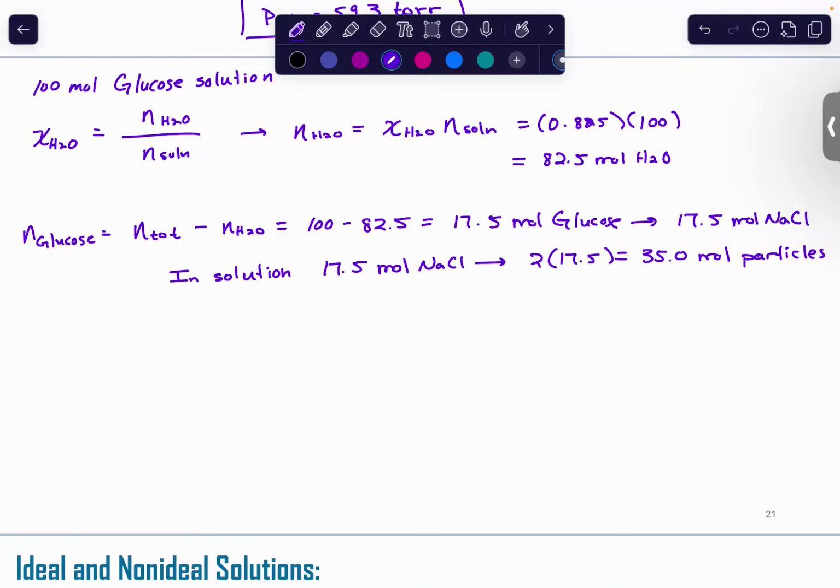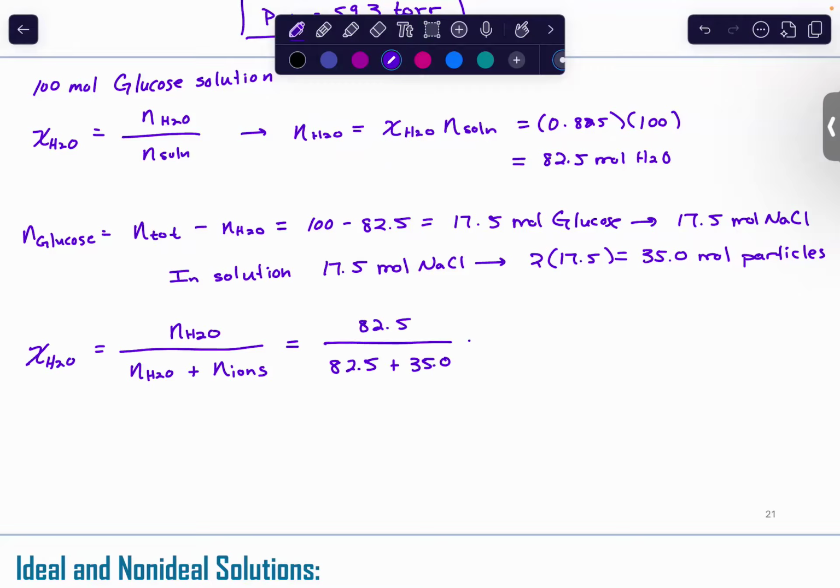Okay, now let's redo the mole fraction of H2O. So it's going to be the moles of H2O over the moles of H2O plus moles of ions. The ratio is 82.5 plus 35.0. We now have a mole fraction of 0.702 for the water.